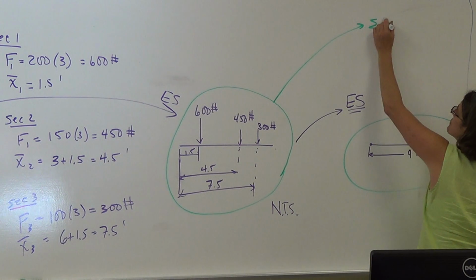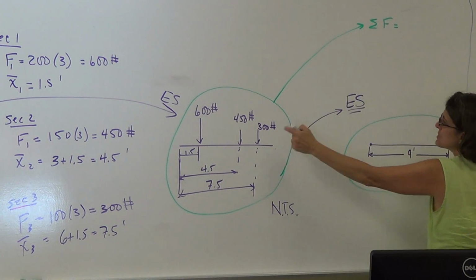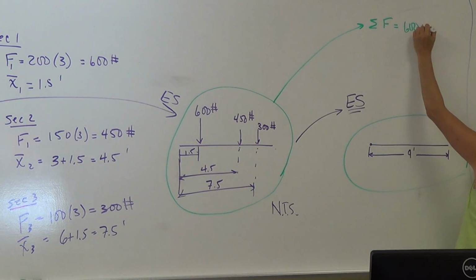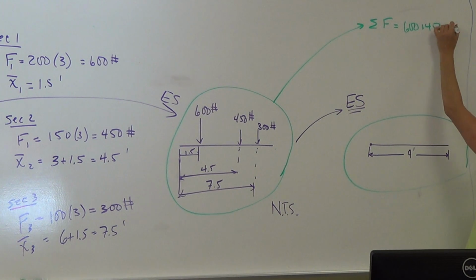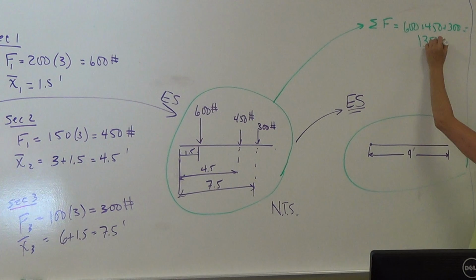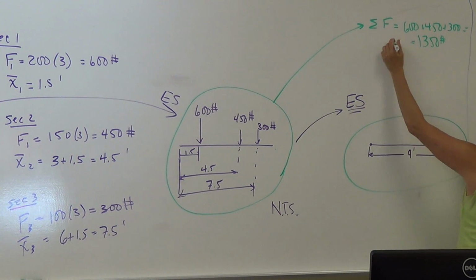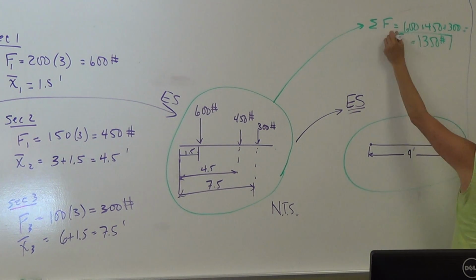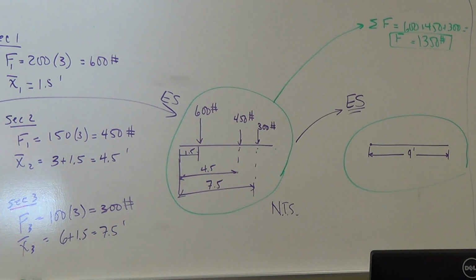We found the resultant force, the sum of the forces. So 600 plus 450 plus 300. What does that turn out to be? 1,350 pounds. And then what did we do?